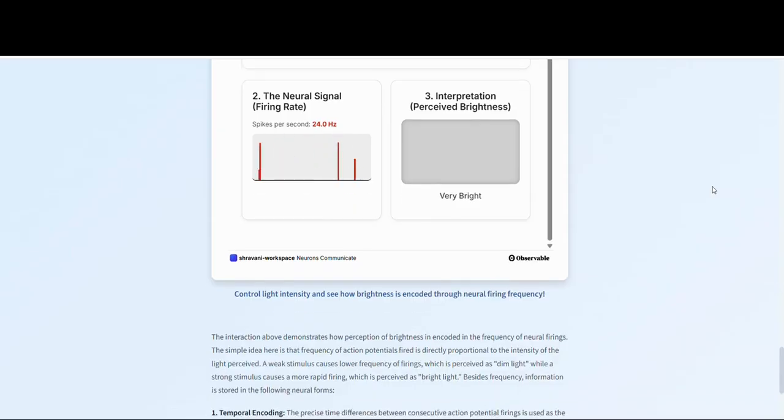This was an overview of how cellular level neurons encode and communicate complex information like brightness or locating a sound source. Thank you for watching this demonstration.